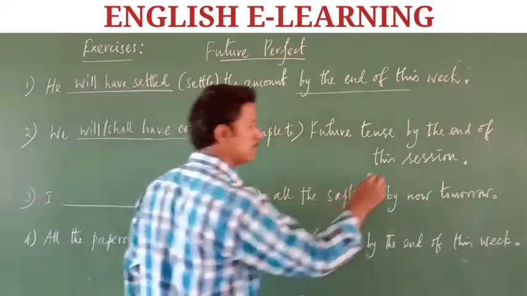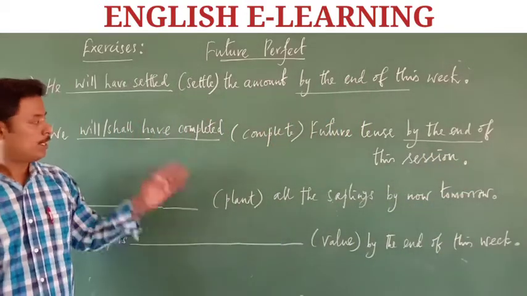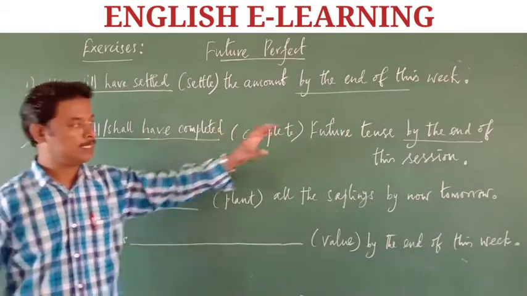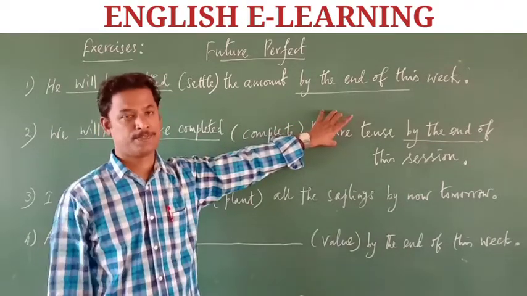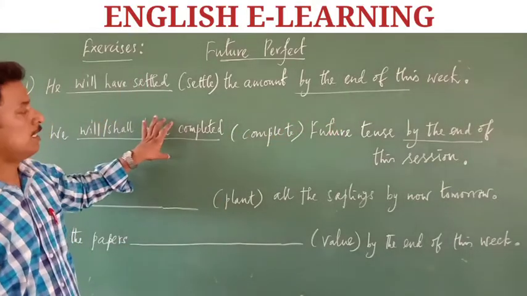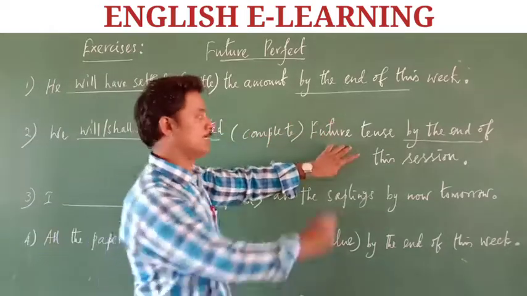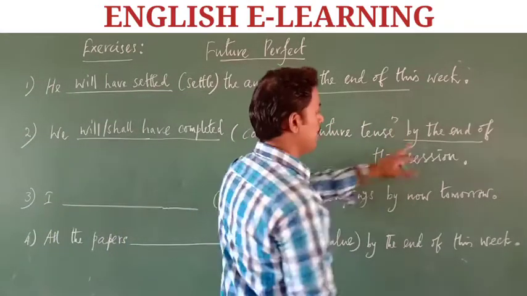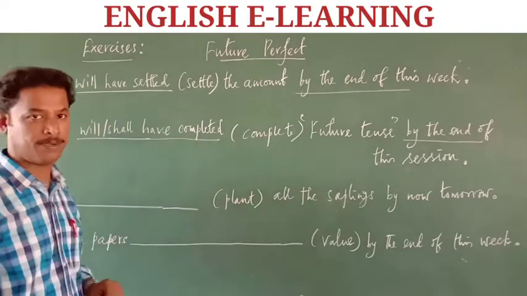The keyword is by the end of. Okay. We shall have completed future tense, I mean this class, this topic. We shall have completed or we will have completed future tense by the end of this session. By the end of is the keyword for here.